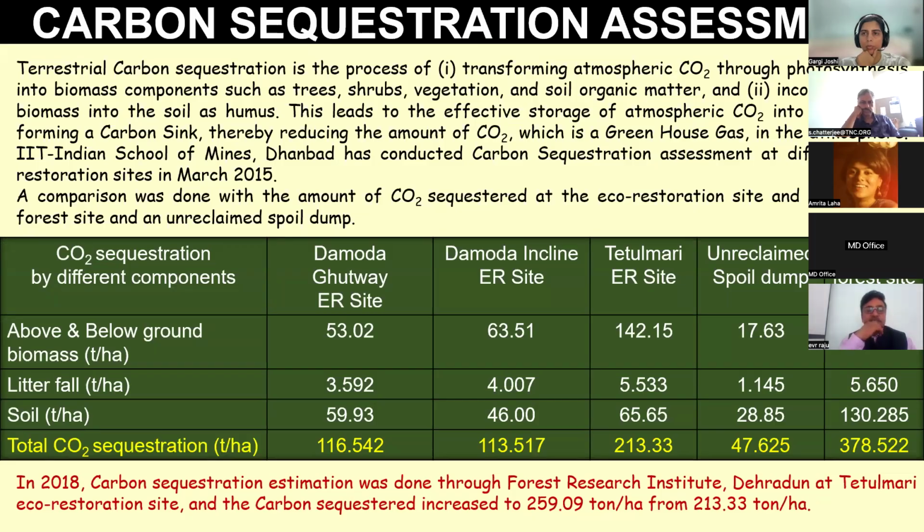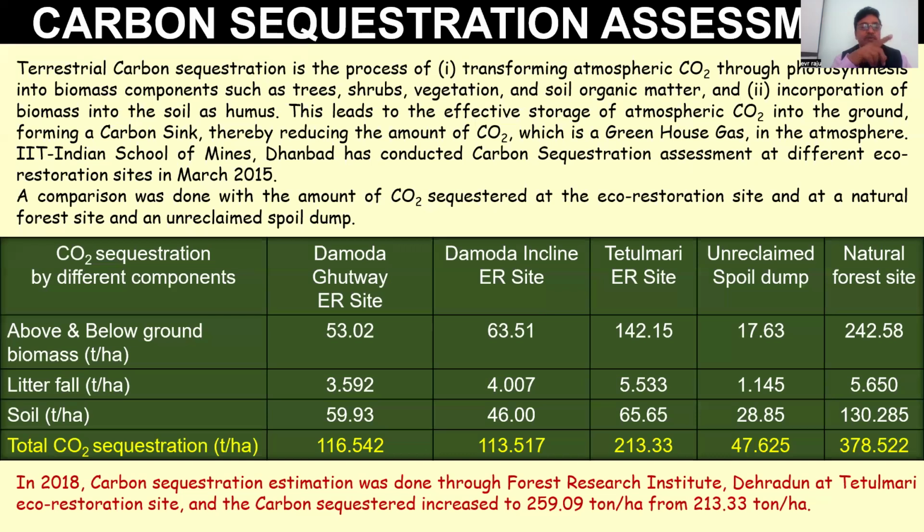Carbon sequestration. The Forest Research Institute and we, also through the IIT Indian School of Mines Environment Department, wanted to know what was the benefit of this eco restoration, to quantify the exercise, whatever efforts we have done. So we thought we should find out the carbon sequestration potential there. We took one natural forest site, one unreclaimed spoil dump, and three dumps which were restored, to see how the carbon sequestration amounts have accumulated.